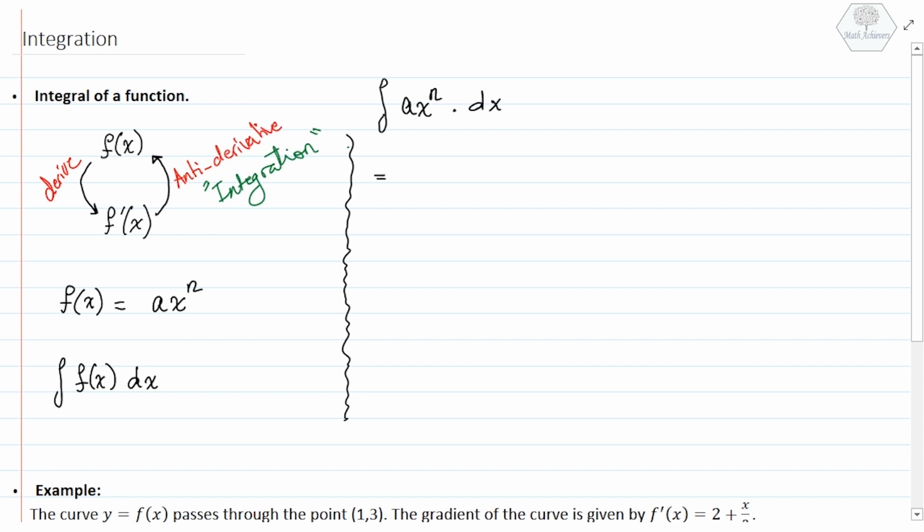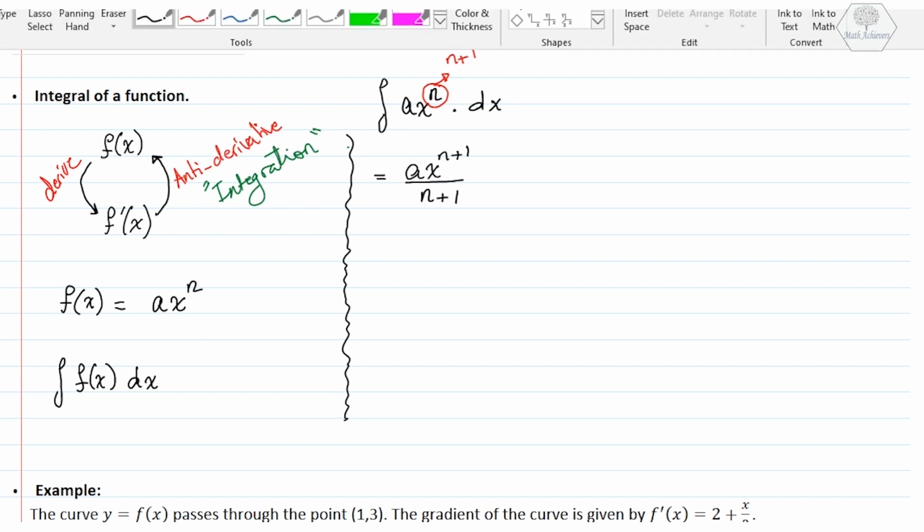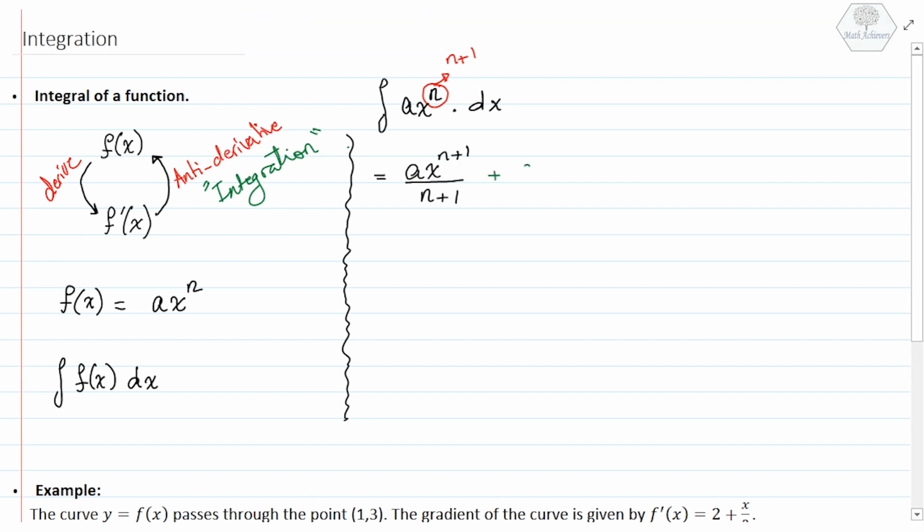we take the x value as it is, but what we do is we add 1 to the power. It becomes n plus 1. And we divide over n plus 1. So this becomes a times x to the power of n plus 1 divided by n plus 1, and we add to this value a constant, we call it c. This is how we integrate.